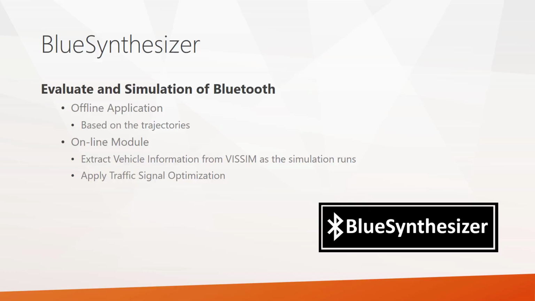offline application. There is another mode of the system which can read the traffic information from a simulation software like VISSIM in real time, capture that information, generate Bluetooth detections in real time, and apply the changes in real time. For example, suppose that I have an intersection with some vehicles passing. I will simulate the Bluetooth detection in real time, and then extract delay and travel time at the same time. I will optimize the traffic signals.